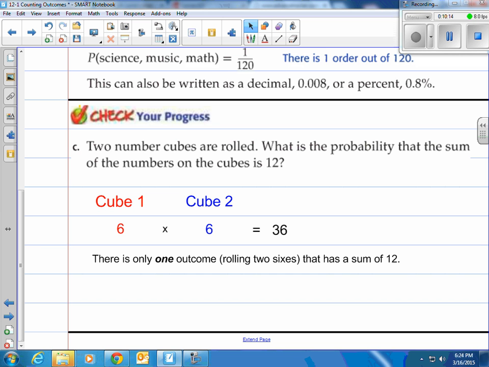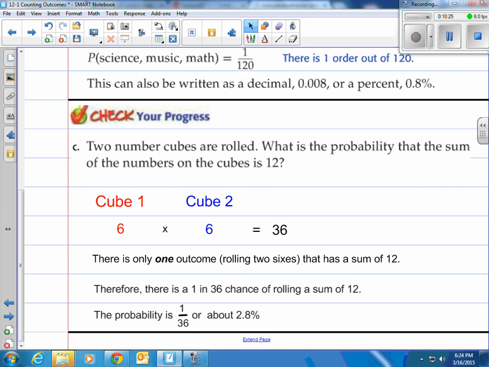Now, how many of those outcomes have a sum of 12? Well, there's only one outcome, and that's when you roll 2 6s that has a sum of 12. There's only one of those outcomes. Hence, the top of your fraction is going to be 1. Here's what it says. There is a 1 out of the 36, or 1 in 36 chance of rolling a sum of 12. So the probability is 1 over 36, or if you use that as a percent, it's going to be about 2.8%. You have a 2.8% chance when you roll 2 dice to get a sum of 12.